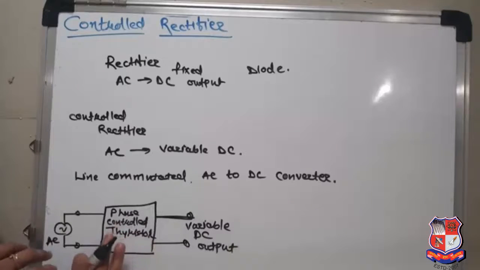Now here we are using a phase control thyristor as the device to form the rectifier. By controlling the phase angle or firing angle of the device, that is, by varying the firing angle or phase angle of the thyristor, you will get the variable DC voltage at the output side.